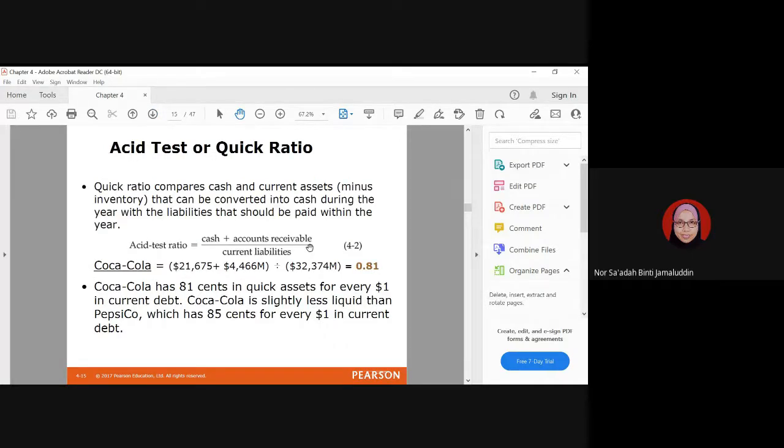Okay, sama calculation. Quick ratio compares cash and current asset. So you will learn how to calculate it by using the formula. Coca-Cola has 81 cents in quick asset for every RM1 in current debts. Coca-Cola is slightly less liquid than Pepsi because dia kurang kecairan kerana Pepsi lebih tinggi. Setiap RM1 hutang dia, RM1, I assume it as RM1, has 85 cents.